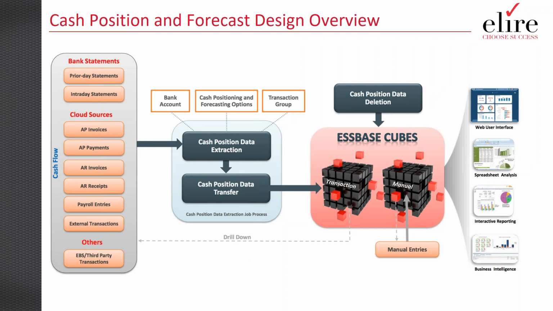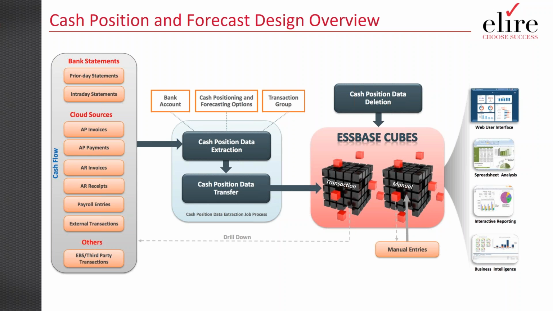All right, so here's the process of how this all works. On the left-hand side, we see our sources of data and how everything comes together. So we may be using bank statements, whether that's prior day or current day statements. We could also be gathering transactional data through cloud sources such as AP invoices, AP payments, AR invoices, just to name a few. Data can also be gathered from a third-party source. So that could be PeopleSoft or Oracle EBS.